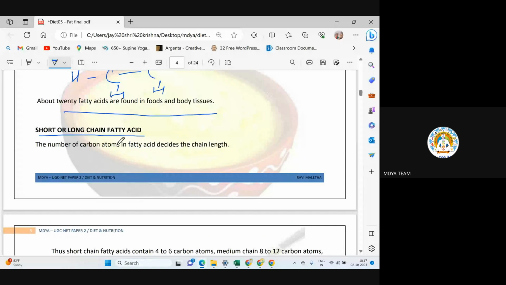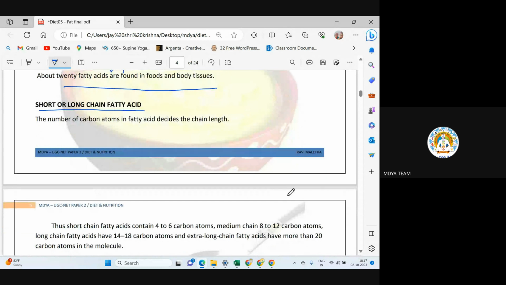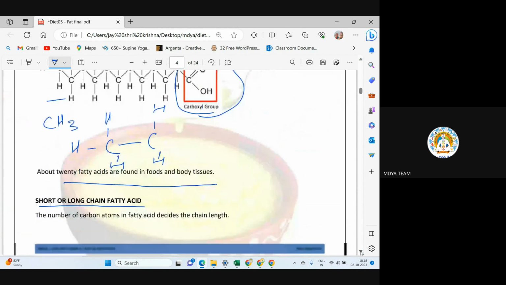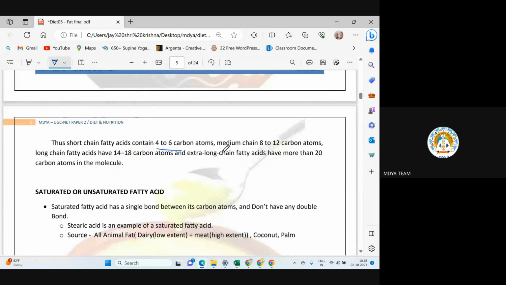Okay, next. There is a classification of fatty acids, short chain or long chain fatty acids. This classification is only on the basis of the number of carbon atoms present. Short chain fatty acid contains only 4 to 6 carbon atoms, like in this picture: C, C, C, C, and then the carboxylic acid group. It will be a short chain fatty acid. If there is a larger number of carbon atoms, like 8 to 12 carbon atoms, then we call it a medium chain fatty acid.